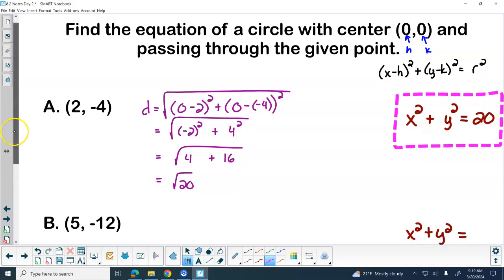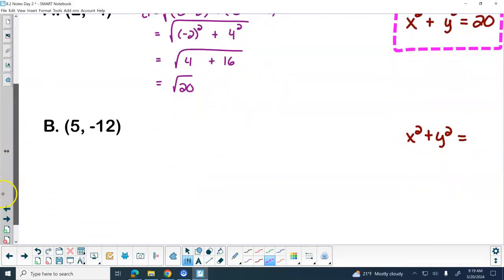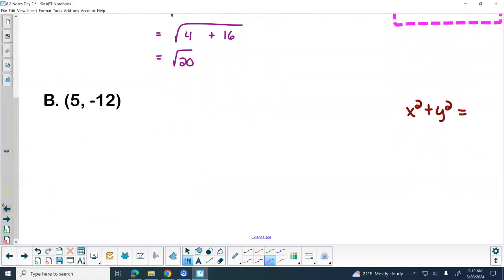You find me the equation, letter B. I already got it started, so basically you're finding me the radius here in letter B. Go.